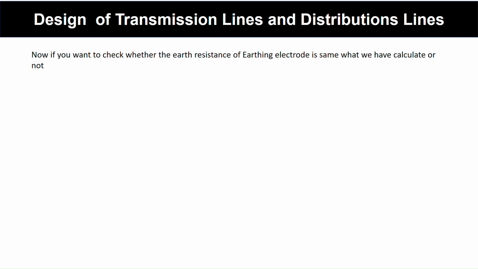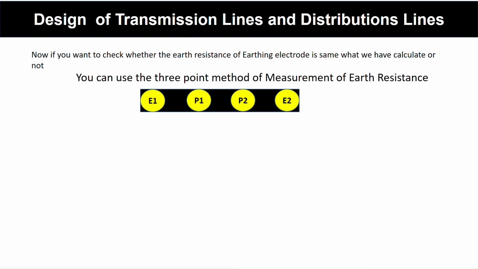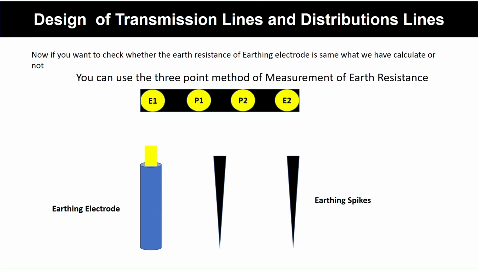Now if you want to check whether the earth resistance of an earthing electrode is the same as what we have calculated or not, for that we can use the earth resistance tester. The earth resistance tester has 4 terminals. These are the 4 terminals, and this is the earthing electrode for which we have to find the resistance, and these are the 2 spikes. If the distance between the earthing electrode and the outer spike is d, then the distance between the earthing electrode and the middle spike should be 62% of d.